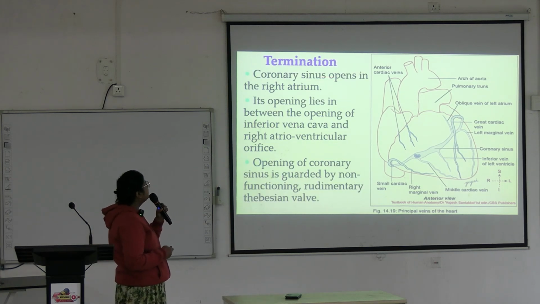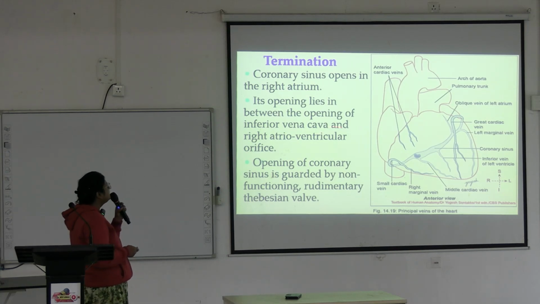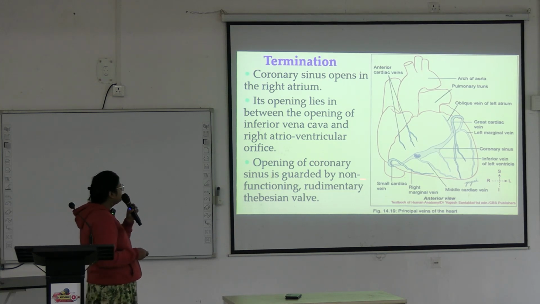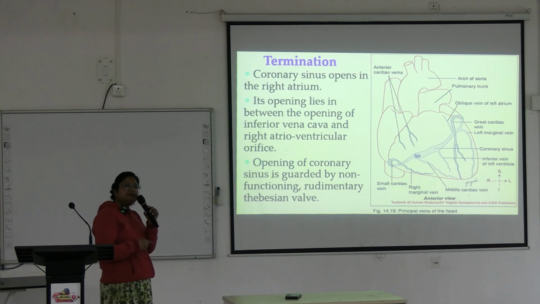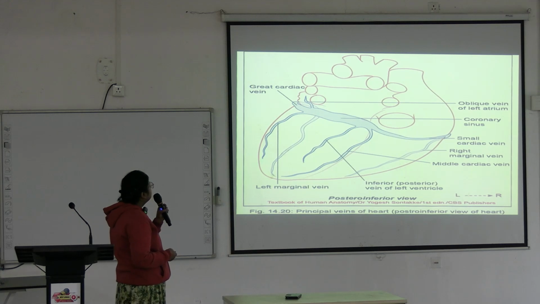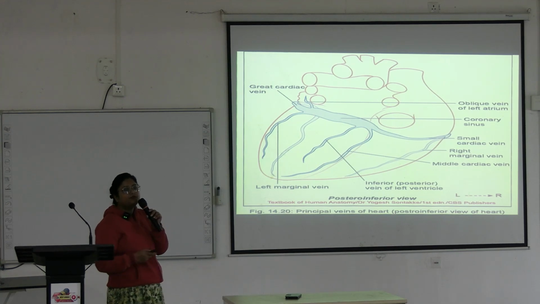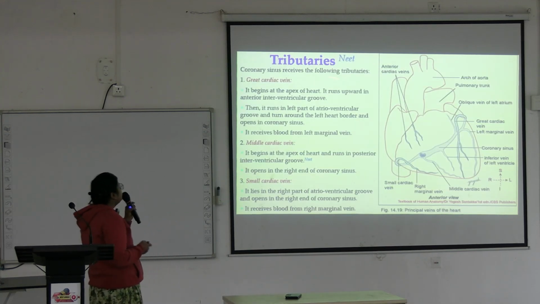How it terminates? Coronary sinus opens in the right atrium. Opening lies in between the opening of inferior vena cava and right atrioventricular orifice. Opening of coronary sinus is guarded by non-functioning rudimentary Thebesian valve. Name of the valve asked in your Viva and MCQ. This is the coronary sinus. You practice a diagram. Coronary sinus individually can come as a short note. Coronary sinus. What are the tributaries of coronary sinus?